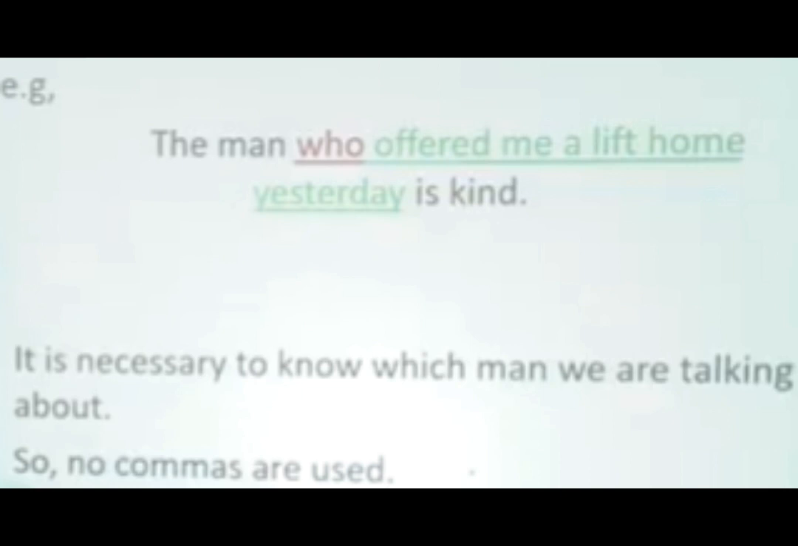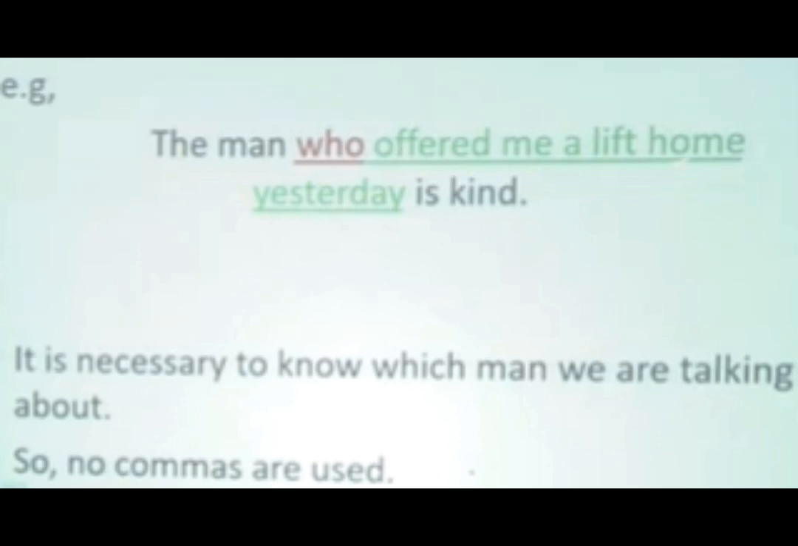And then here, for example, I can say the man who offered me a lift home yesterday is kind. So I can say, for example, the man is kind. That's a very good clause, no problem. In terms of structure, it's fine. But if I say the man is kind, and you don't know which man I am talking about, you are not going to understand the meaning as I have it in mind. So to help you, I'm going to add this relative clause to say which man I am talking about, who offered me a lift home yesterday.